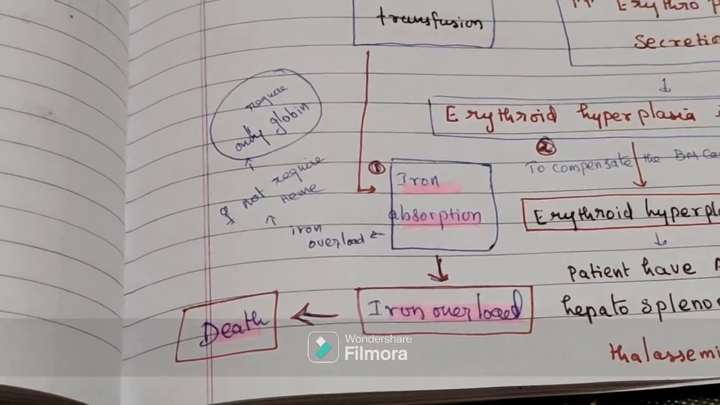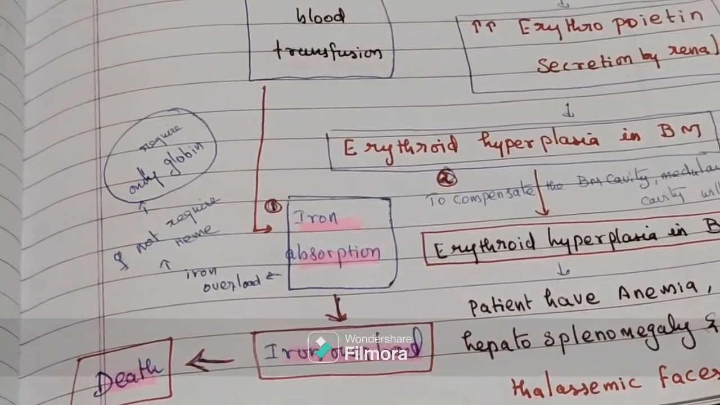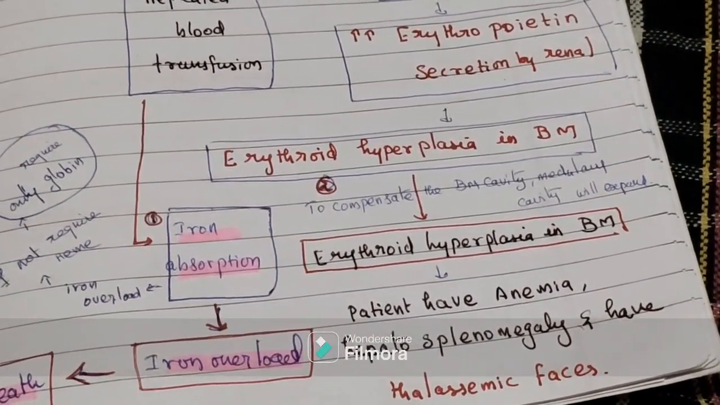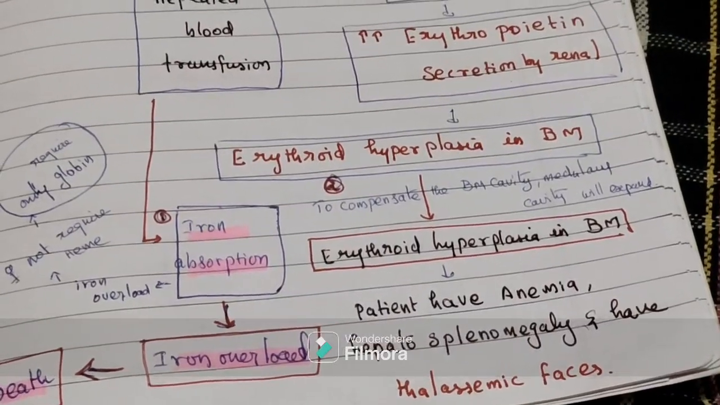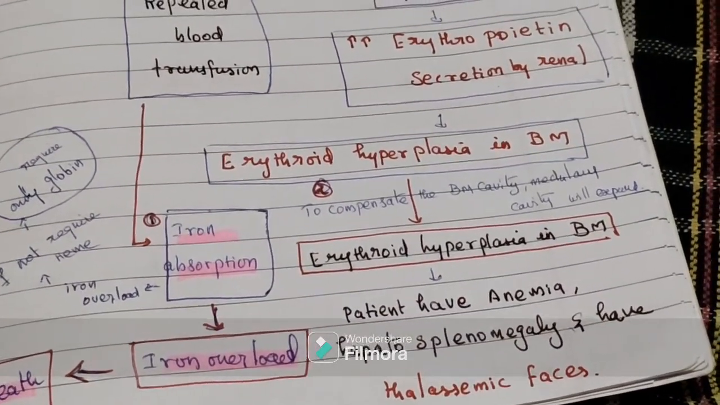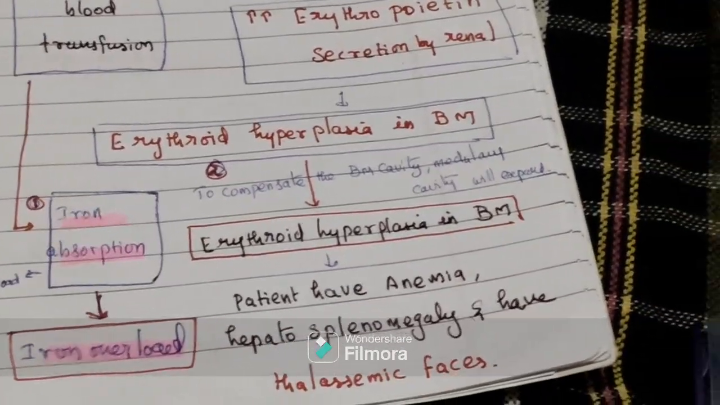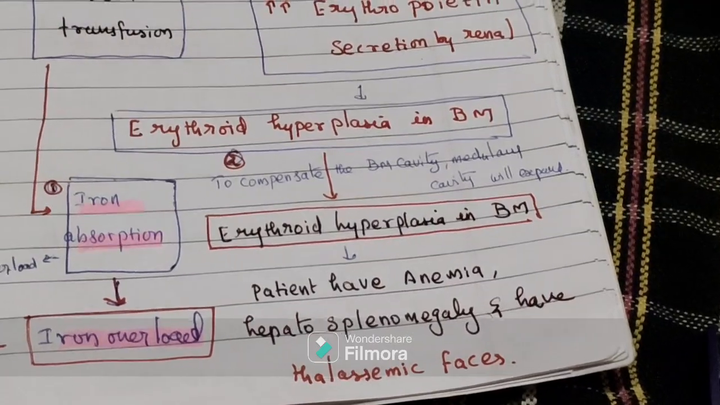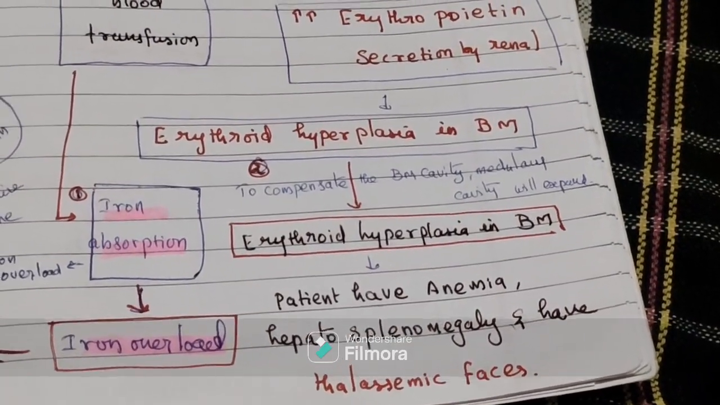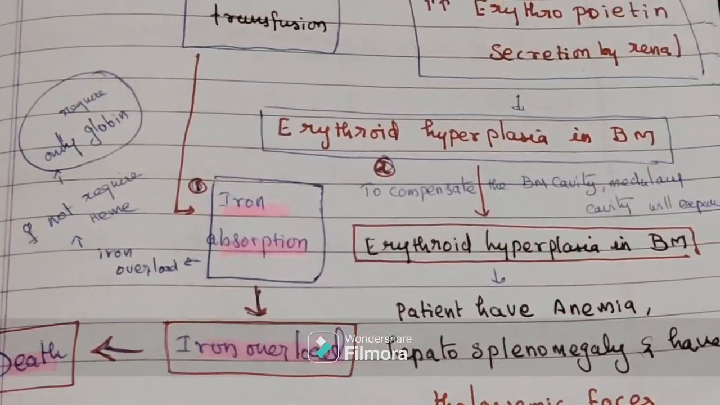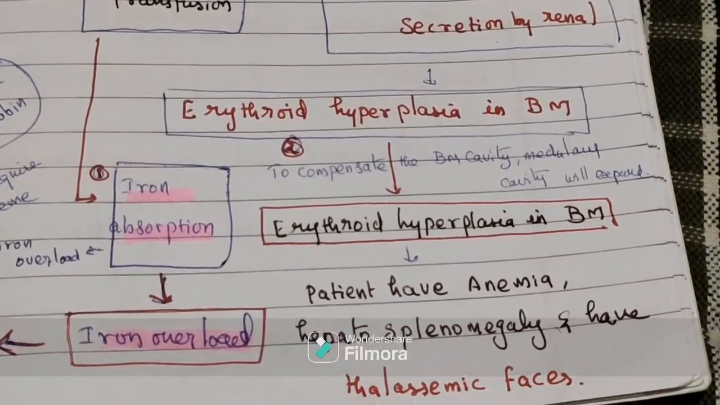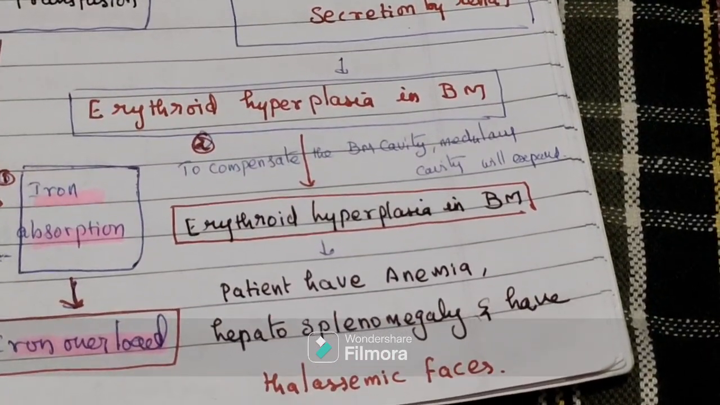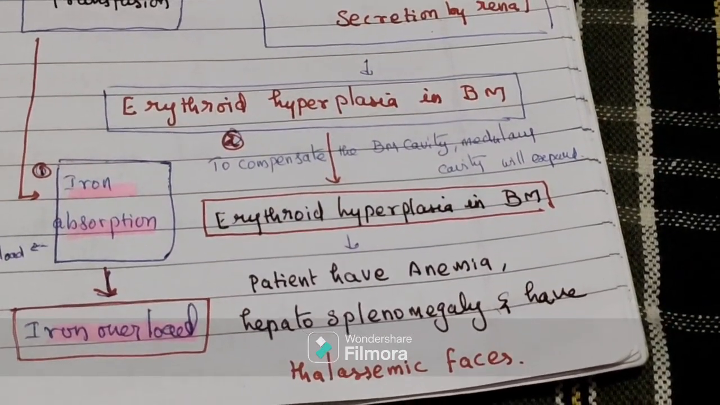The iron overload will deposit in various organs, the heart, the pancreas, the kidney, causing failure of that organ and leading to death. And to compensate, the bone marrow cavity, the medullary cavity, will expand. So that is the clinical features.